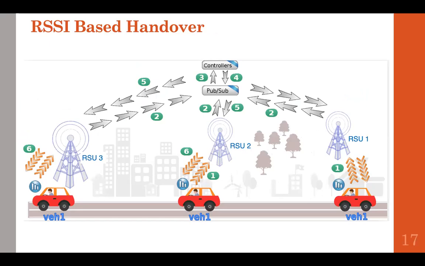Then I'm showing another case of RSSI-based handover. In this case, we decided we will have only one vehicle, and this vehicle will go across different RSUs, and it will send a ping from the vehicle to the internet, say Google DNS 8.8.8.8.